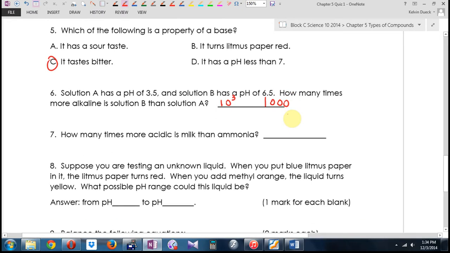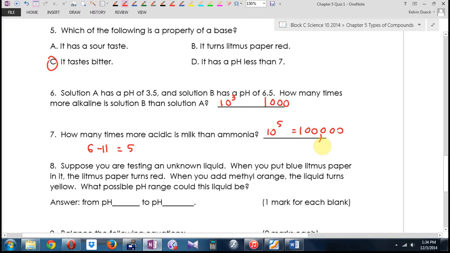Oh, how many times more acidic is milk than ammonia? Thank you. Milk is 6. Ammonia is 11. The difference is 5. I know it's negative 5, but I'm not going to say negative 5. It's in the smaller direction. I'm going to say it's acidic. It's going to be 10 to the 5th times, or 1, 2, 3, 4, 5. It's 100,000 times more acidic than ammonia, which is why milk doesn't clean windows well.